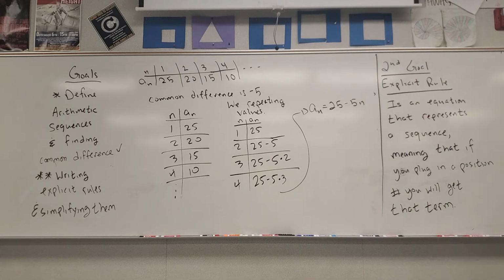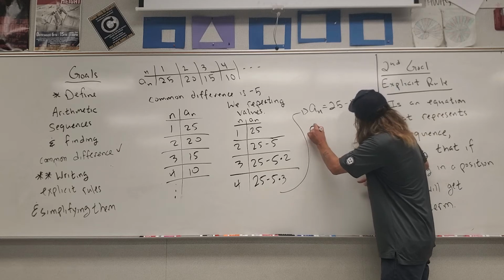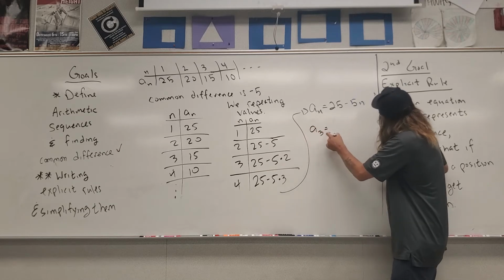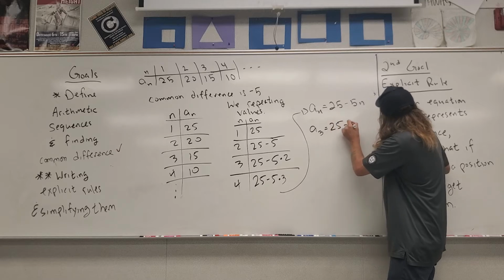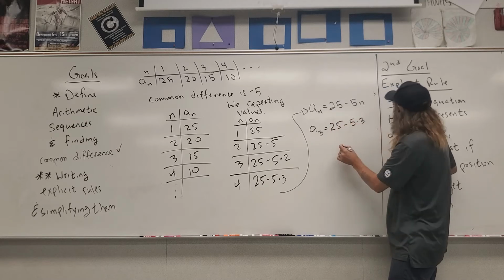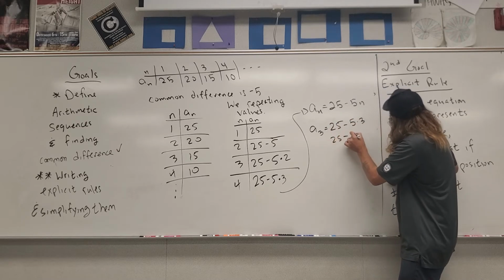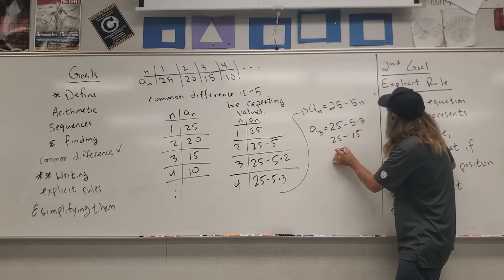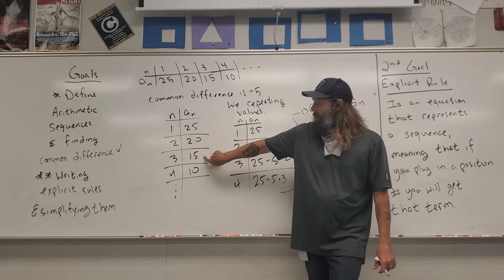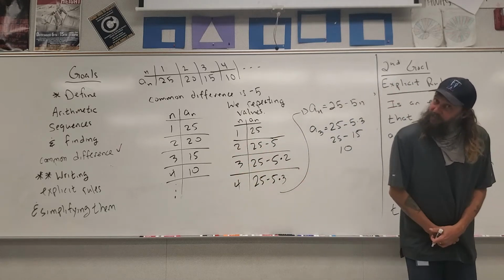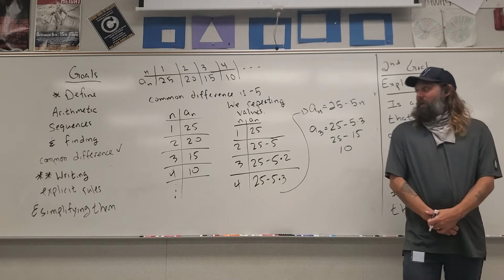All right, so let's see here. I'm going to see if my third position number is in fact 15. So it's 25 minus 5 times 3. This becomes 25 minus 15, and this is equal to 10. I didn't get 15. I made a mistake on my explicit rule, and I made it on purpose.